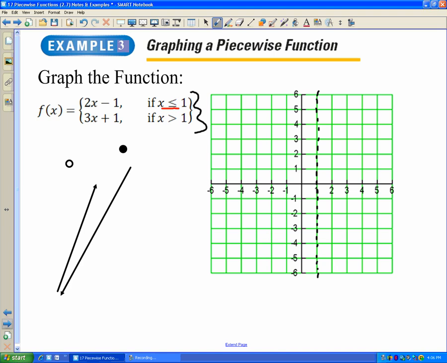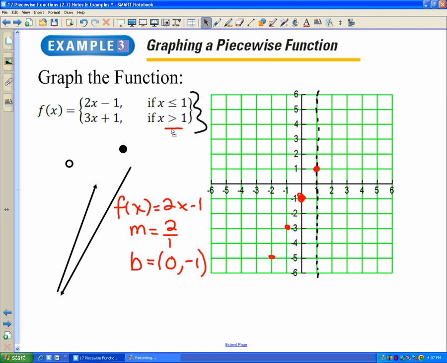I want 2x minus 1, so my y-intercept is negative 1. Well, I could rise 2 and run 1, because that's my slope. Remember, f of x is equal to 2x minus 1. So my slope is 2, which is 2 over 1. My y-intercept is the coordinate 0, negative 1. That's where I got this red point here. My slope is up 2, right 1. Or I can go down 2, left 1, down 2, left 1. That's my line.